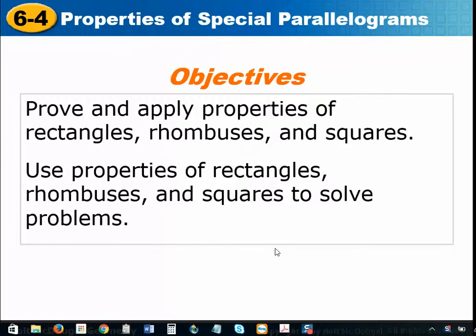Hello, this is Ms. DB, and in this lesson we're going to learn about properties of special parallelograms like rectangles, rhombuses, and squares. This is from Chapter 6, Section 4, and we'll learn all about rectangles, rhombuses, and squares and use those properties to solve problems.